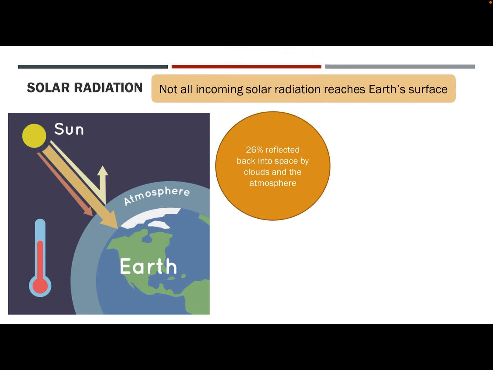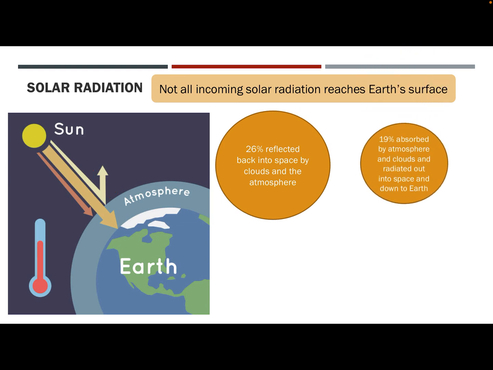So we see that 26% of the incoming sunlight is reflected back into space by the clouds in the atmosphere. So we see this being reflected back into space. Then we see that 19% of it is absorbed by atmosphere and clouds, some of which then gets radiated out into space, and the rest comes down here to Earth.